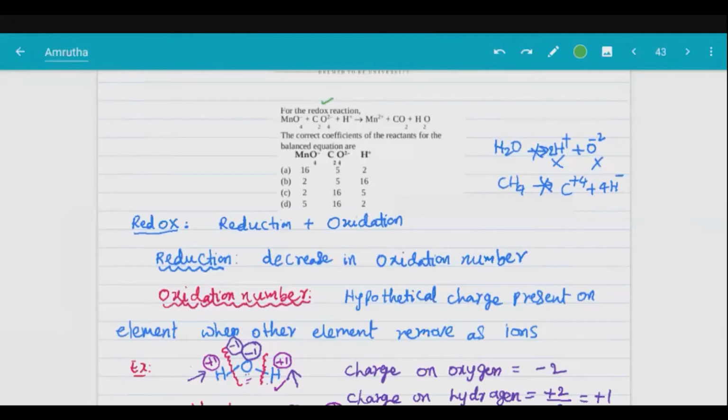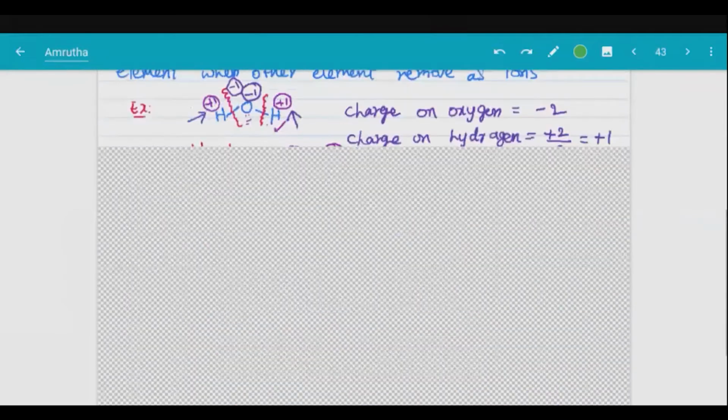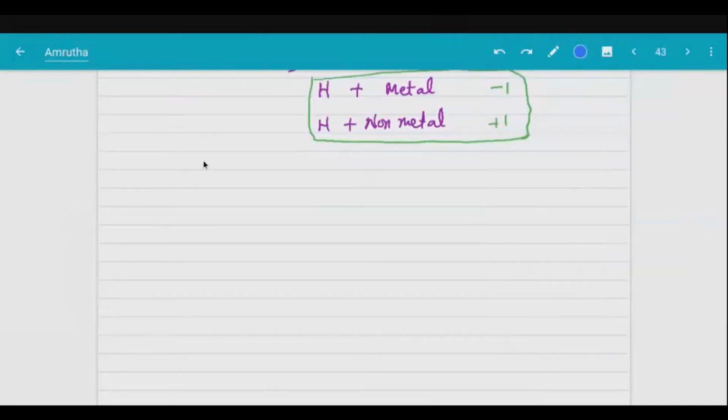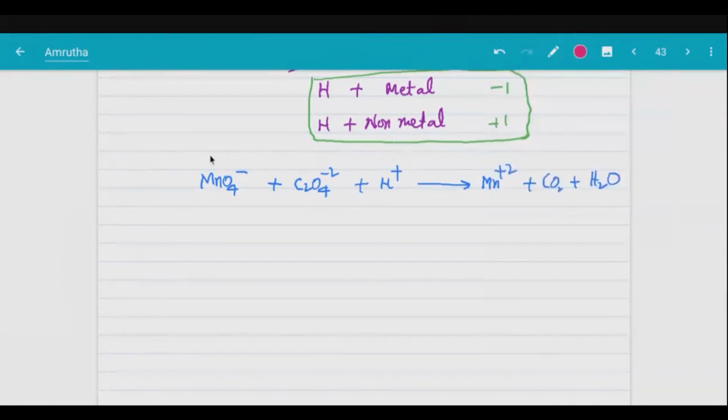So I'm writing this reaction again. MnO4 minus plus C2O4 minus 2 plus H plus gives Mn plus 2 plus CO2 plus H2O. This is our reaction. First let us find where is oxidation, where is reduction. So help me now, which is oxidation?